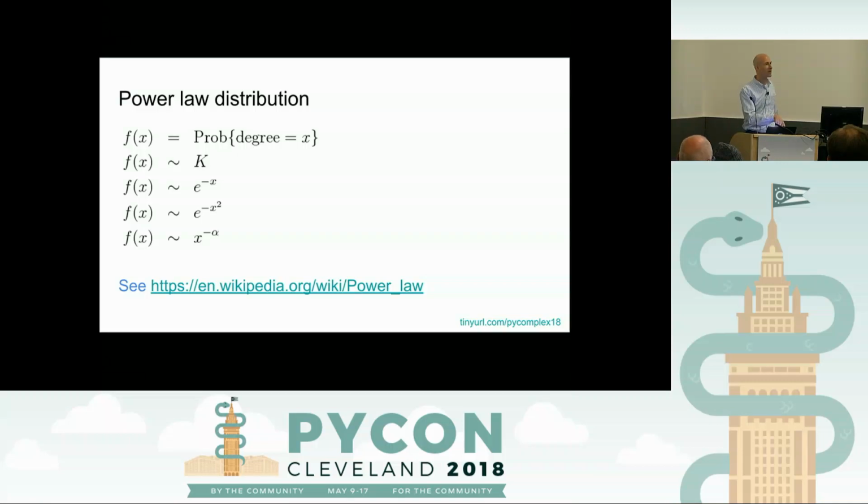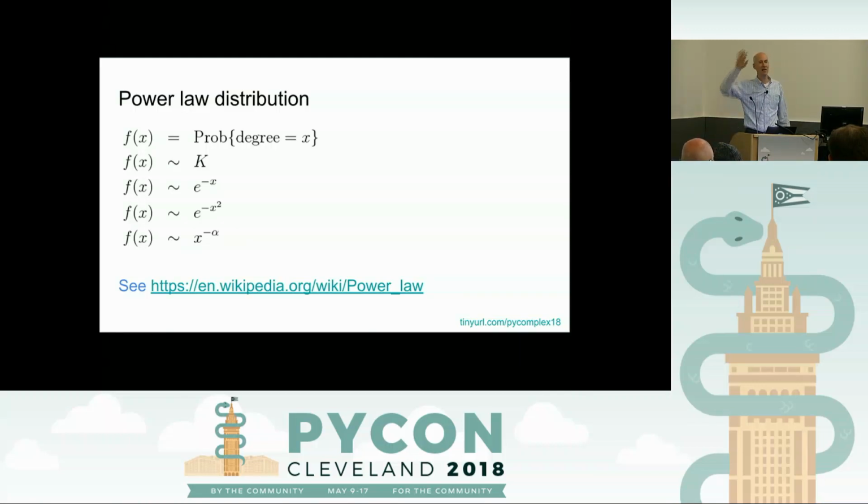So if f of x, if that function I was just plotting, is a constant, then it would be a flat line. And that means that every degree has the same probability. And that's a uniform distribution. So f of x being proportional to k means it's at least approximately a uniform distribution. So what if f of x is proportional to e to the minus x? That functional form, does anybody recognize that? Do you know what distribution that is?